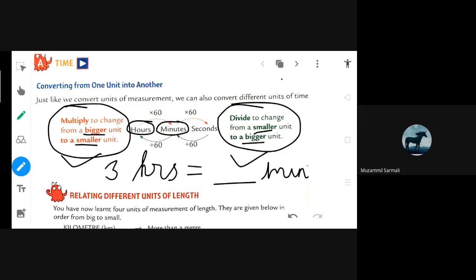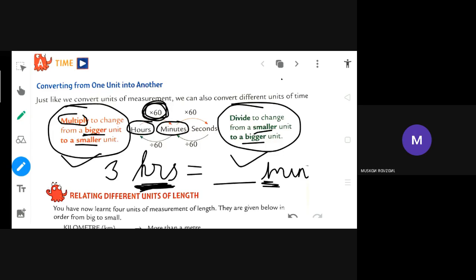From hour and minute, which is a smaller unit and which is the bigger unit? Ma'am, minute is smaller and hour is bigger. So we have to do multiplication. This hour is a bigger unit and this minute is smaller. So from bigger unit to smaller, we have to multiply. Here you can see upside it is written, multiply that.